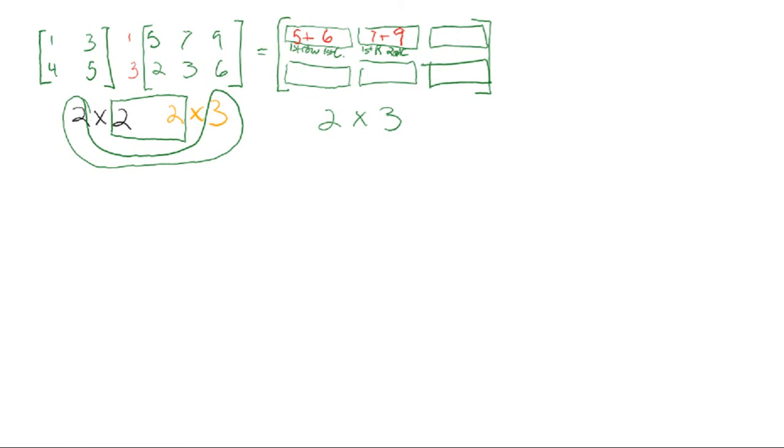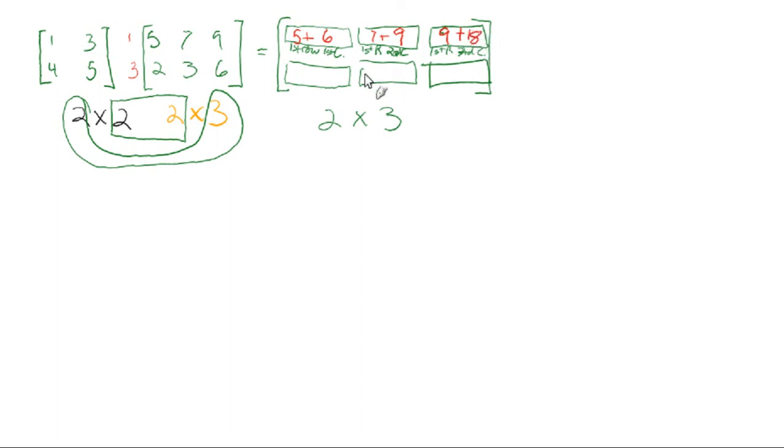Okay. Next, that's the second one. Now the third one. This is in the first row still, and the third column. So we're going to take the first row, rotate it to the right, so now it's vertical, and multiply it by the third column. 1 times 9 is 9. And 3 times 6 is 18. Plus 18.